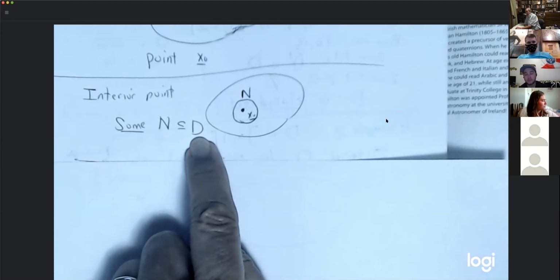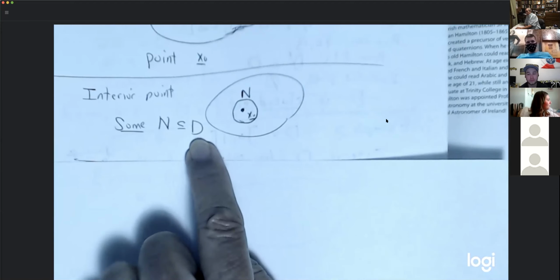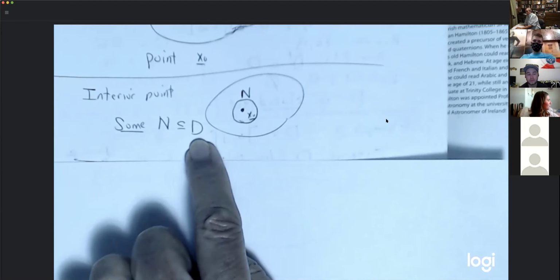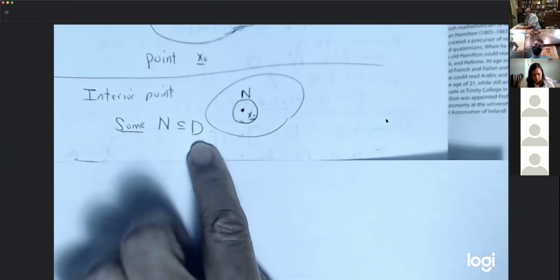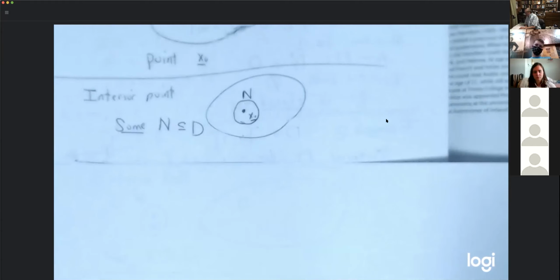So I have an interior point if I can surround my stuff with stuff that's all inside the set. So as we said yesterday, in your room where you are there, you're interior to the room because you're not standing in the doorway. All right. Every part of you can be surrounded by space that is inside the room, and that's an interior point. So this is what the picture looks like for interior point.